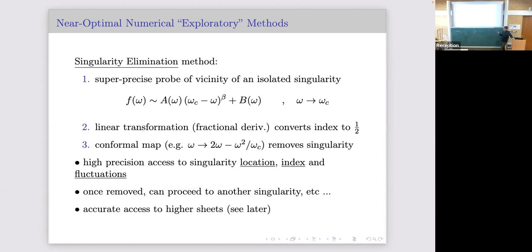So there's this method that we call singularity elimination, which is just better than it should be, which is that you first make a linear transformation to turn the singularity into a square root of x. This is a very well-known transformation. It's basically a fraction of the simple integral. And you can even implement it at the level of the symbol. So this is the simplest step. And why do you do that? Well, square roots are special.